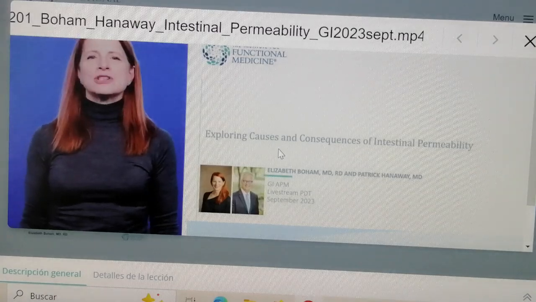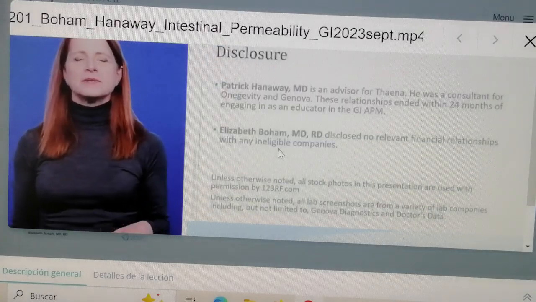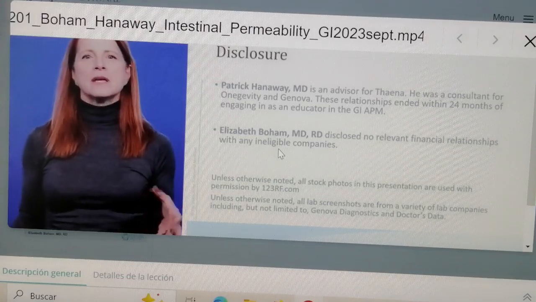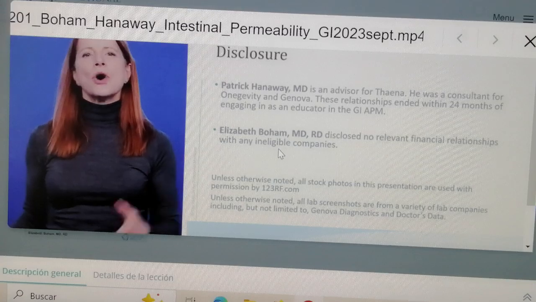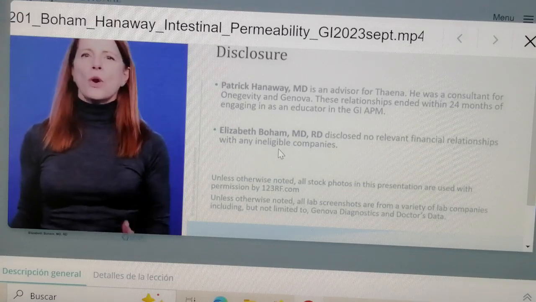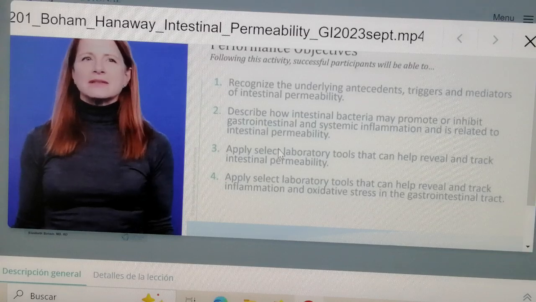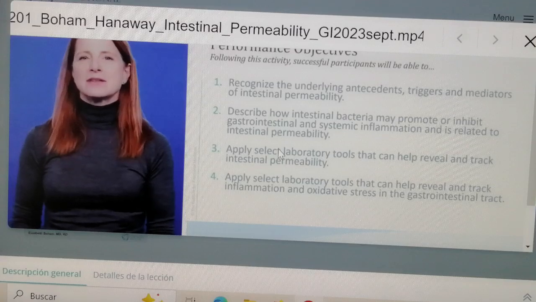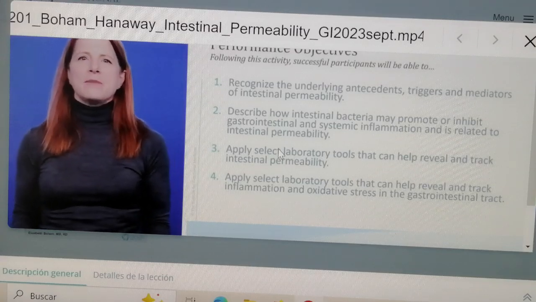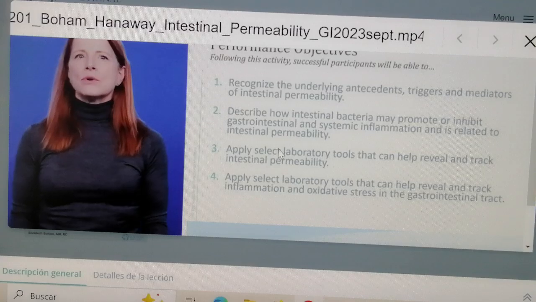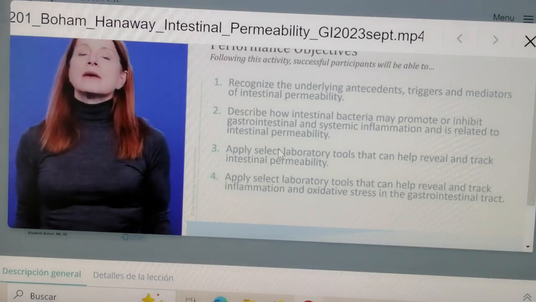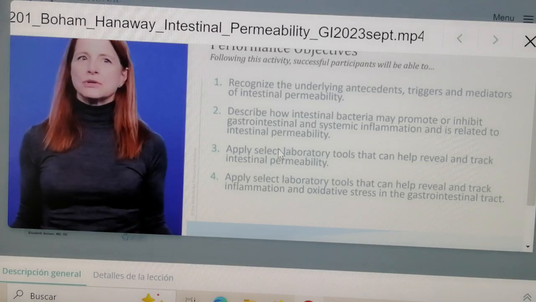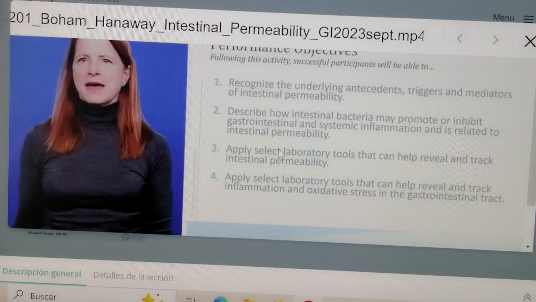It's such an important leverage point for our patients, really. It can really help us when we focus on, is there increased intestinal permeability, and focus on healing it. We can really work to lower inflammation in the local gut as well as the whole body. So during this lecture, we'll talk about what are the antecedents, triggers, and mediators of increased intestinal permeability, how bacteria may promote or inhibit both local inflammation and systemic inflammation. How do we reveal or track intestinal permeability with testing if you choose to do it? And what other GI tests can you look at?